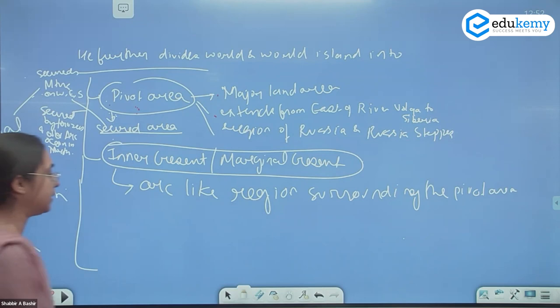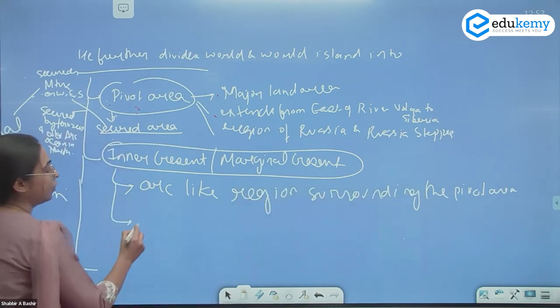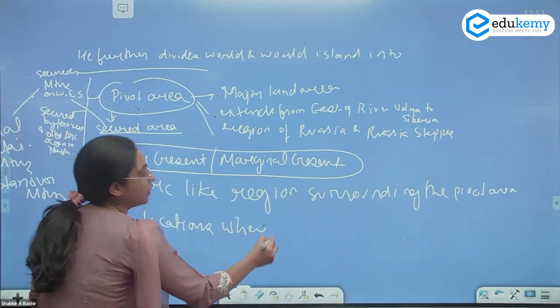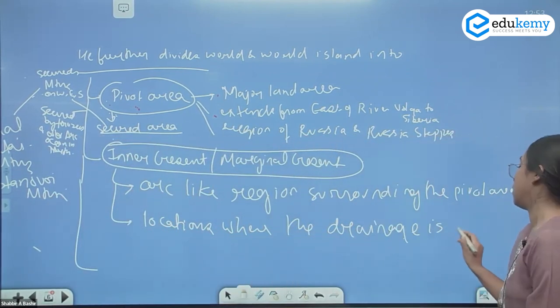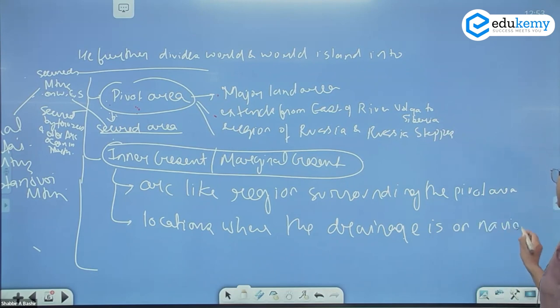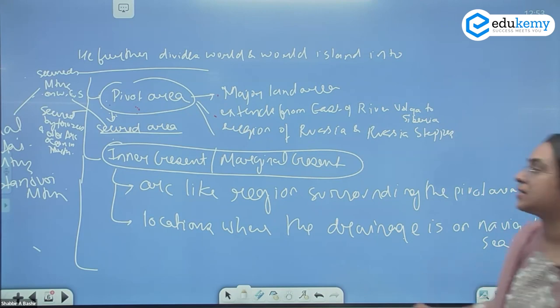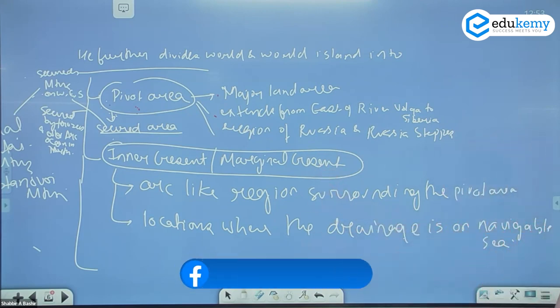Basically, these are the locations where the drainage is on the navigable seas. Their drainage, their river system, flows into seas, into the Baltic Sea, the Black Sea. So that is a surrounding arc region where the drainage is into the navigable seas. He calls this the inner crescent or the marginal crescent. That is the second part.